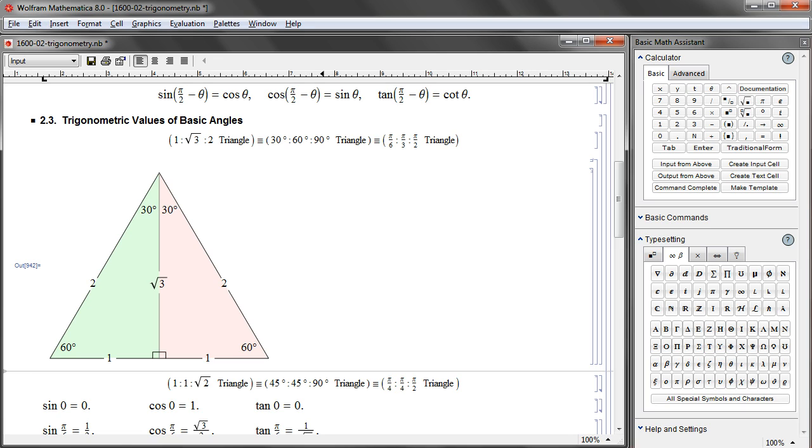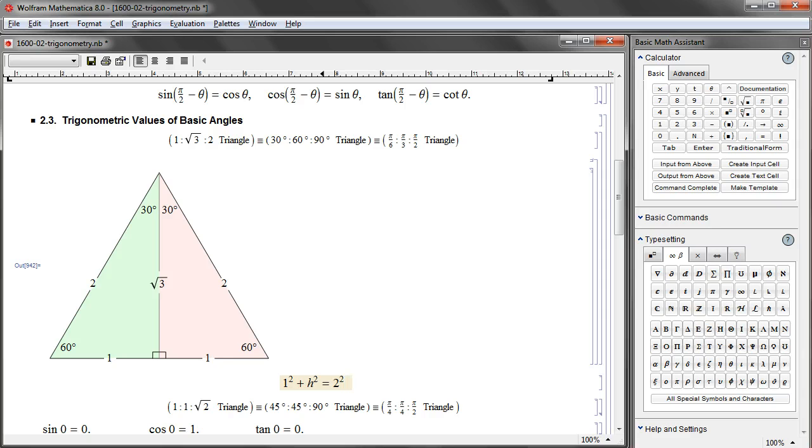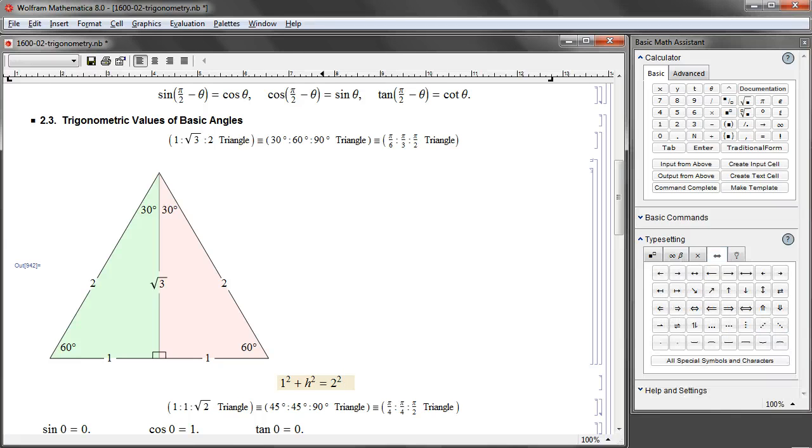How do you find out the height? Well, we can find out through the Pythagorean rule. Because 1 squared plus h squared is equal to 2 squared if you use the Pythagorean identity, or Pythagorean theorem, excuse me. Hypotenuse is 2 and horizontal is 1 and height is unknown. Okay, how do you find out h squared? It's 2 squared minus 1, that's 3.